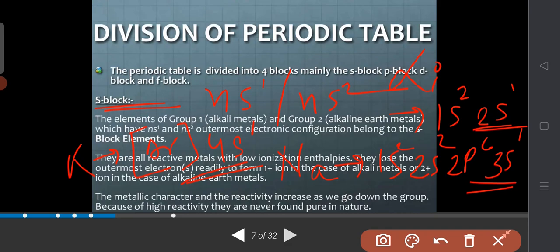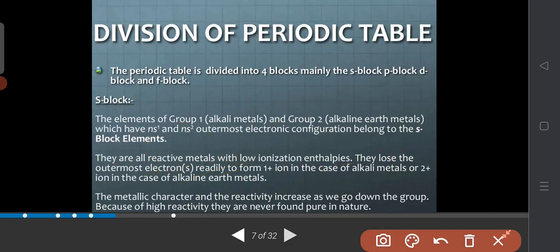Why are they called alkali metals? Because they form alkalis when they are dissolved in water. In alkali metals, the last electron is present in the s subshell: lithium, sodium, potassium, rubidium, cesium, francium all have their last electron in the s orbital. That is why they are called alkali metals, and their valency is also 1.